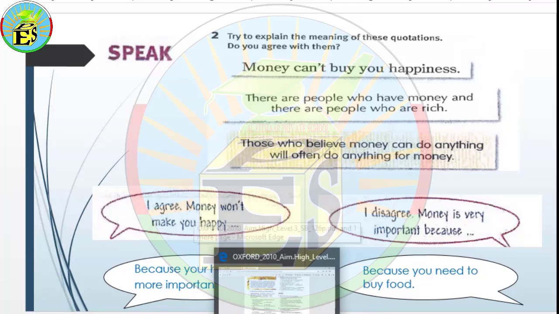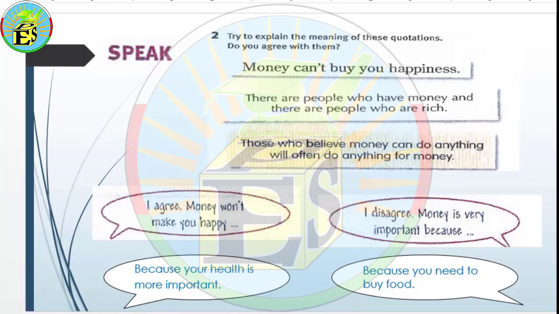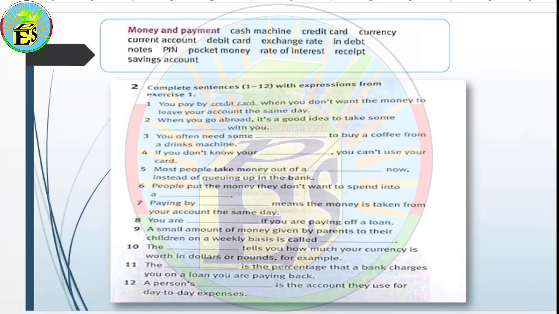Okay, now please, I want you to open your workbooks, page 71. Exercise 2. Complete sentences 1 to 12 with expressions from exercise 1. Here we have the expressions. Okay, so you have your time. Go ahead, all the best.